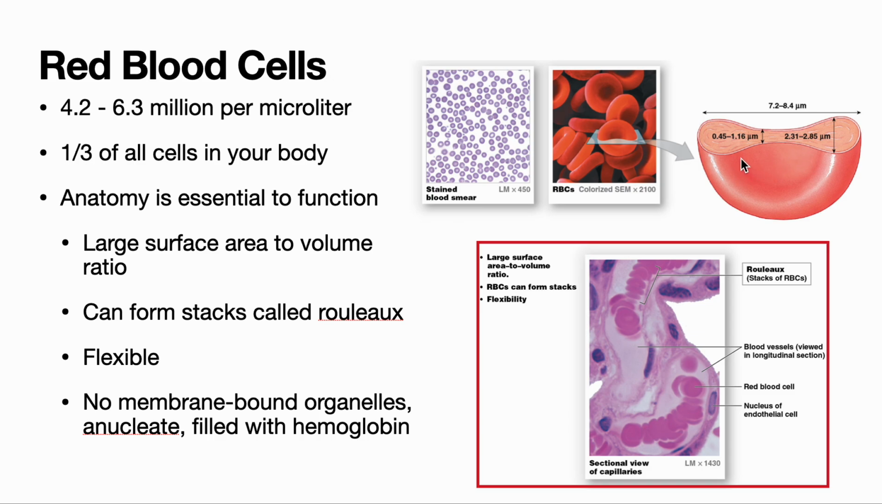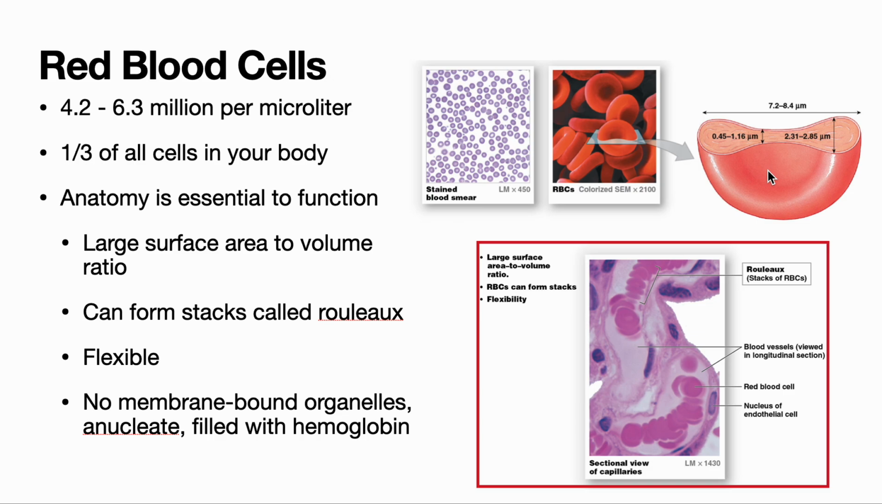That's in part due to this indentation that gives them a donut shape, and that increases the surface area. And the more surface area there is, the easier it is for oxygen to diffuse across and bind to hemoglobin inside. Red blood cells can also form these really cool little stacks because of their shape. Those stacks are called rouleaux, and that allows them to move through tiny little capillaries to deliver that oxygen out to your tissues and cells. They are also quite flexible, so they can bend in the middle, which again lets them fit through tight capillaries.